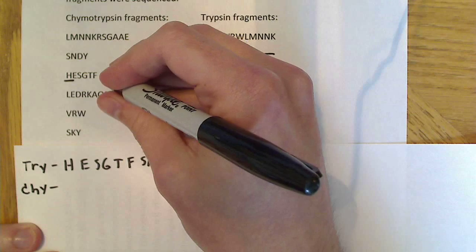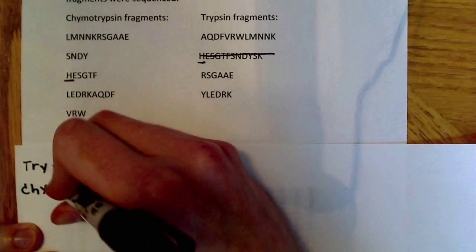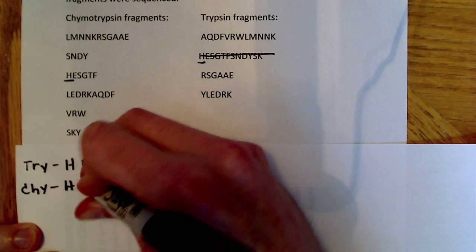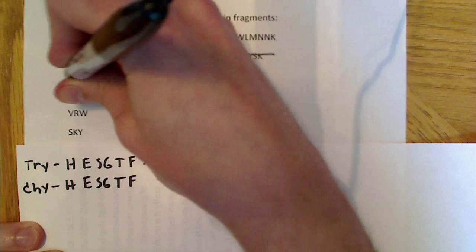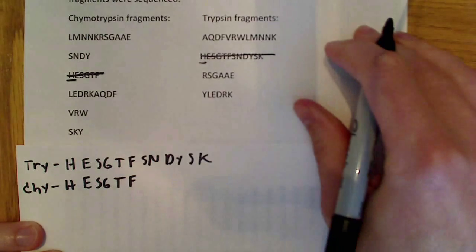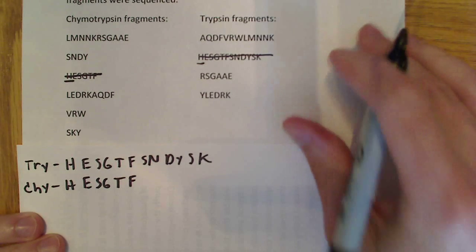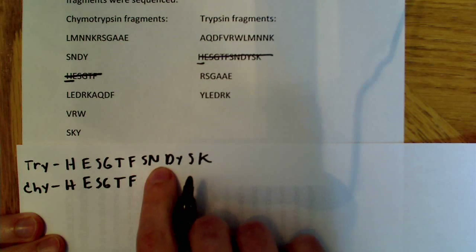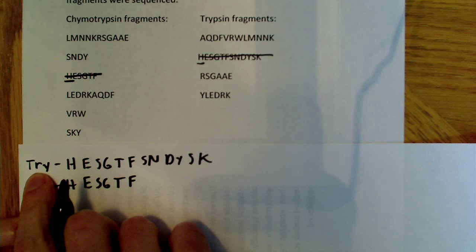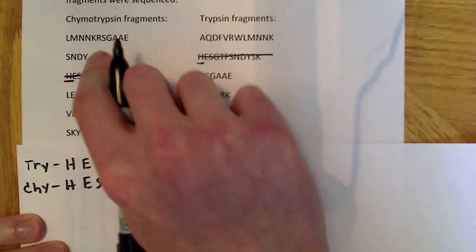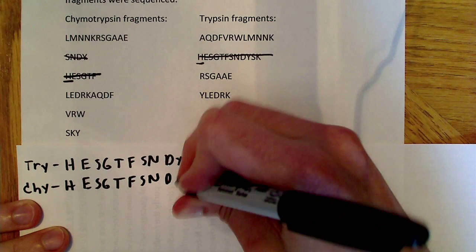I wrote that in, I'll cross it off now that I've used it, and I'll overlap it with the fragment in chymotrypsin here, which matches it. So it's HE, SG, TF. Now I've got both of those done, and I look over here and say, okay, well, SNDY. I have that in my trypsin group, but I don't have it in chymotrypsin. So I look over here and I see, okay, SNDY. So I can cross that off and write that in here.